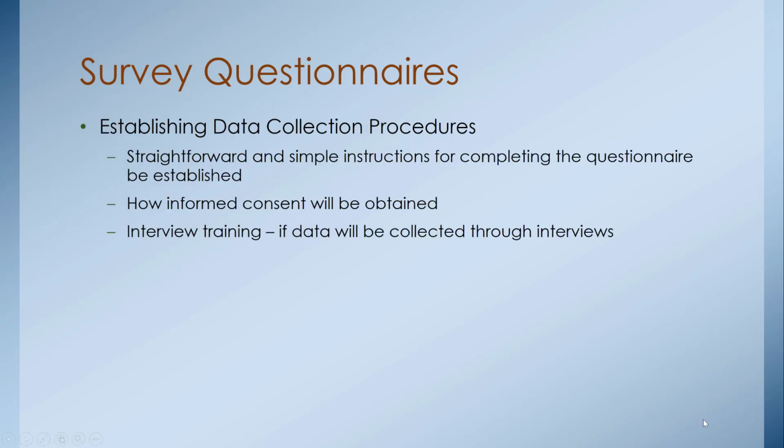So what we want to do first is establish the actual data collection procedures. When we create the questionnaire, especially if it's going to be self-administered, we need to make sure that there are straightforward, simple instructions for completing it. We have to determine how informed consent will be obtained. If it's an electronic questionnaire or a mail questionnaire, any way where the researcher is not engaging directly with the individual, there needs to be a statement attached in the informed consent document indicating that if they complete the questionnaire, then they are voluntarily agreeing to participate in the study.